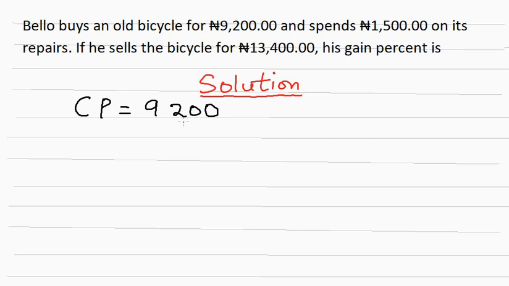This is how he bought it. He also spent some money again on it. He spent 1,500 to repair it. It's also part of the cost price. Both the cost of buying it and the cost of repairing it are part of the cost price. So that's going to be 1,500. If of course you add this together, that should give us 10,700.